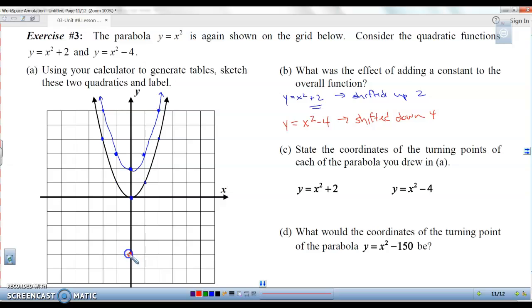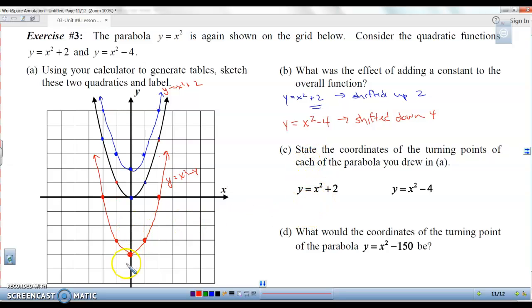There's my vertex. This point right here, 1, 2, 3, 4. This point right here, 1, 2, 3, 4. This point right here, 1, 2, 3, 4. And this point right here, 1, 2, 3, 4. So if I draw my parabola, you can see really quickly that these two parabolas, this is y equals x squared minus 4, and this one is y equals x squared plus 2. So we can see the coordinates of the turning points.